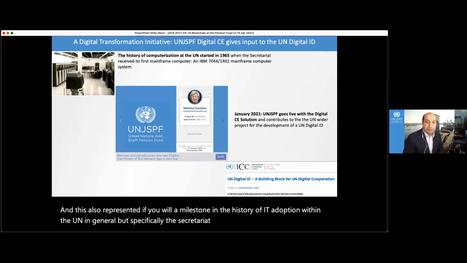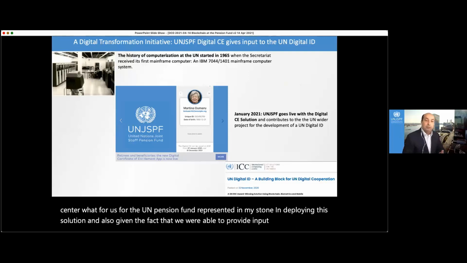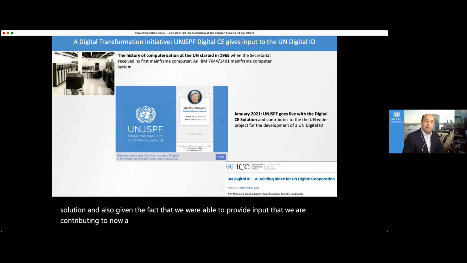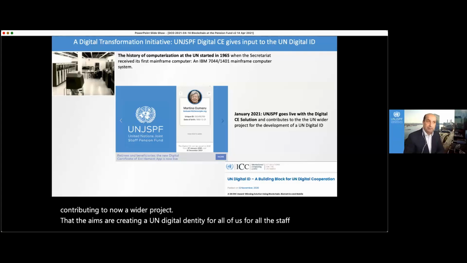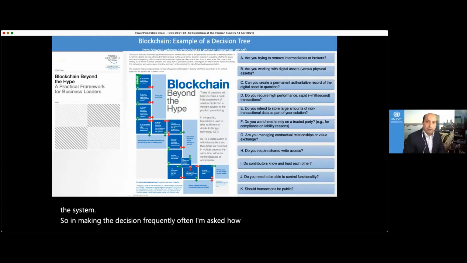I tried to depict in this slide the first mainframe that was installed in the UN Secretariat in 1965, and put in the center what for us, for the UN Pension Fund, represented a milestone in deploying the solution. Also, we were able to provide input and are now contributing to a wider project that aims at creating a UN digital identity for all of us, for all the staff members of the UN system.